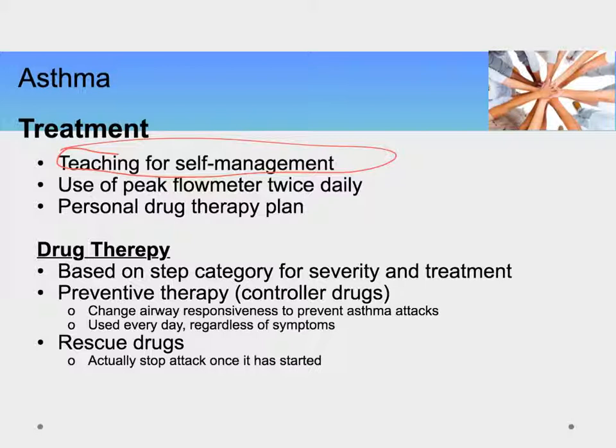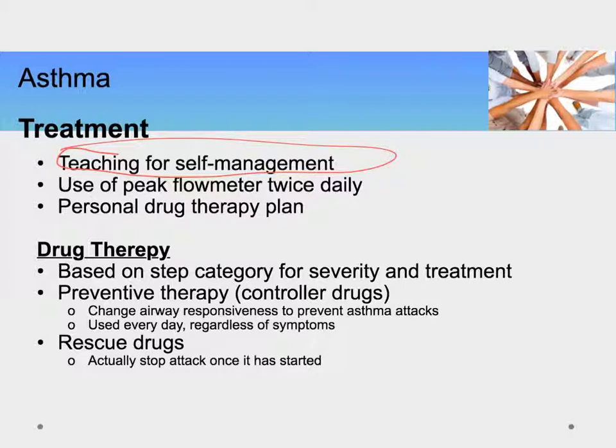Every patient is on their own personal drug therapy plan because everybody has different triggers. Everybody has different medications that are effective for them. And so it's important to make sure that we educate them regarding their medications. Controller medications are very important. We're finding that long-acting bronchodilators are very effective.